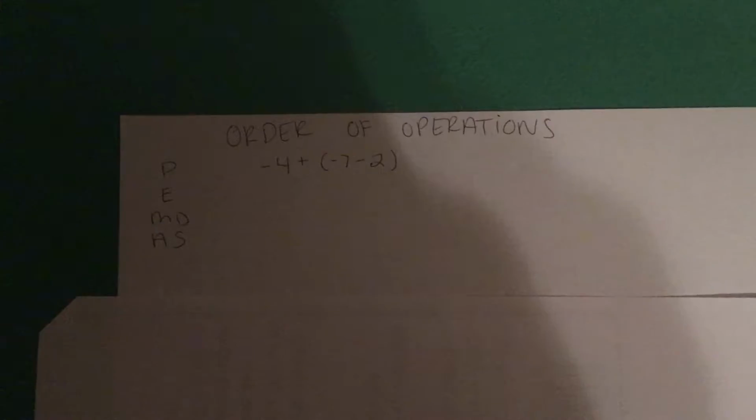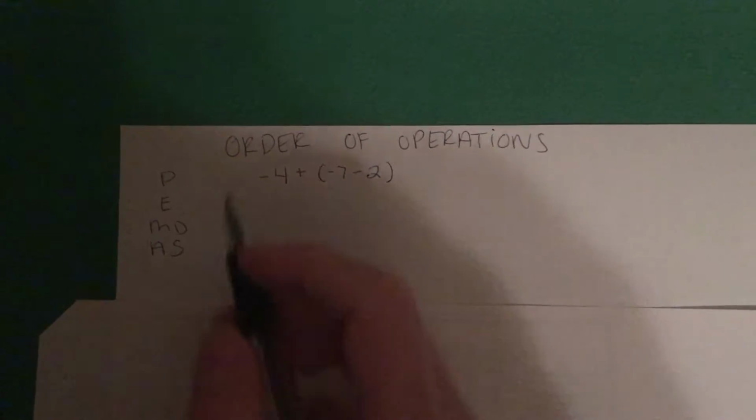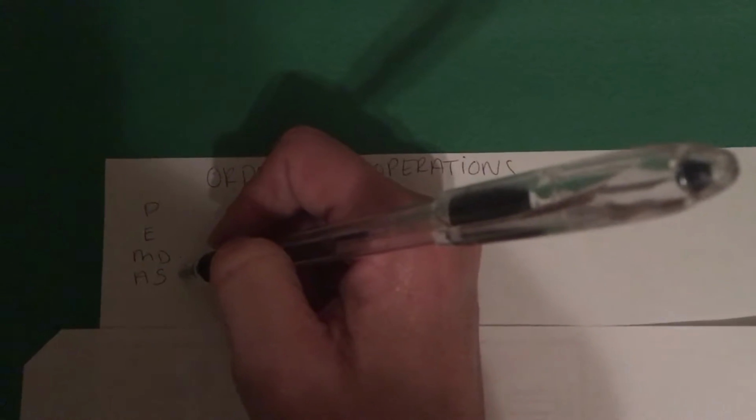So what we have is the order of operations. We have PEMDAS written right here. P stands for parentheses, E for exponents, which we haven't done yet, M and D stand for multiplication and division, and the A and the S stand for addition and subtraction.